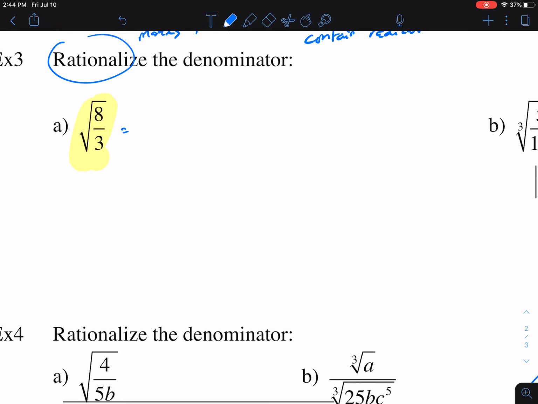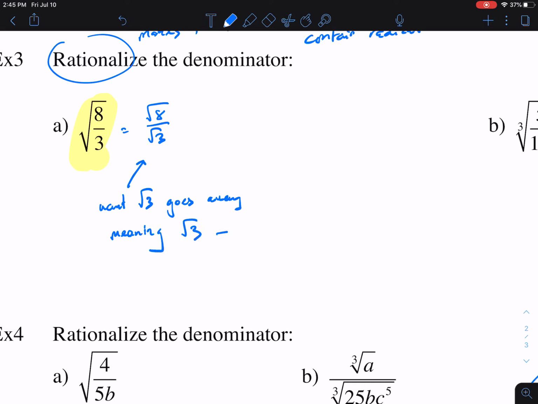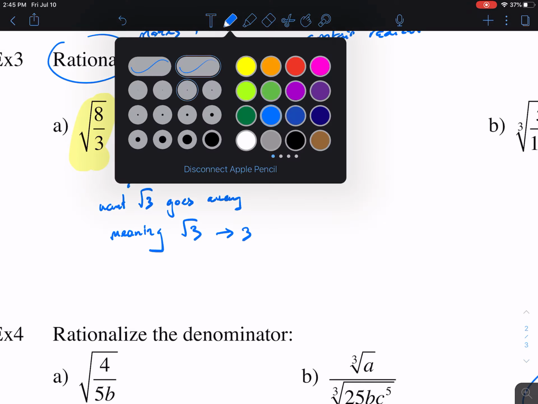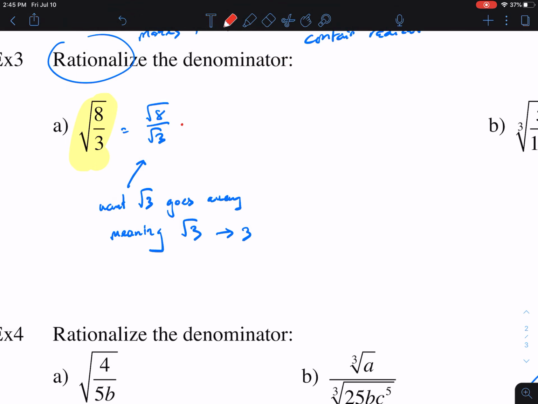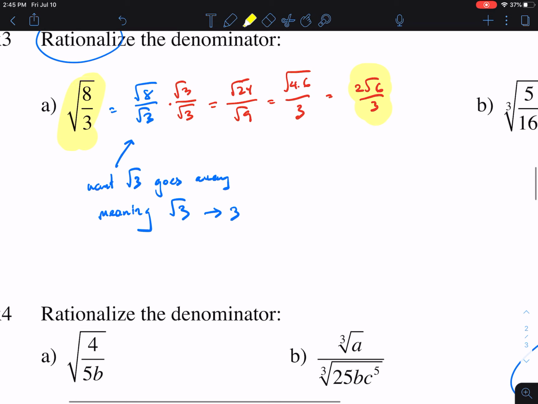Okay. So I want to make the radical go away. I want radical 3 to go away, meaning turn radical 3 into 3. So how we do that is turn the denominator into something that can be perfectly square rooted. If we have the square root of 3, to make this into a perfect square root, we need another square root of 3, right? So that gives us square root of 9, and this is square root of 24. So that's 3 in the denominator, square root of 24. We can look at that and say that's 4 times 6, and that's 2 root 6 over 3, and there's our answer.